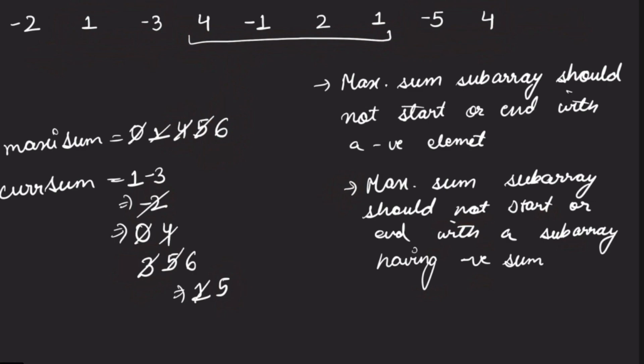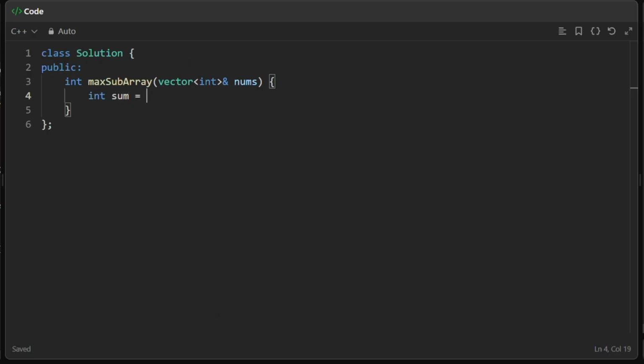So now let's code it out. So first of all, we'll create a variable sum and we will initialize it with the first value of our nums, and we'll create a second variable max sum, and this will also be initialized with the first value of nums. Now if in case your first value was negative, less than 0, then I said that our maximum sum subarray should not start with a negative number, right? So in that case, we will update the sum to 0.